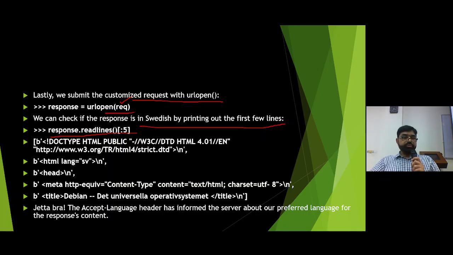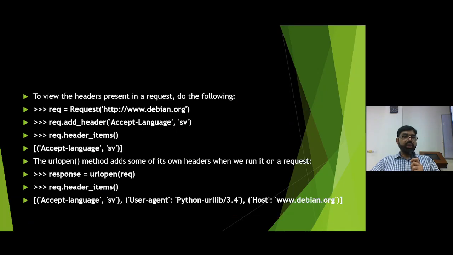The Accept-Language header has informed the server about the preferred language of the response content. To view the request headers, we write request equals this, and request.add_header with Accept-Language, and request.header_items. So we will get this response. We can check again what our previously set request header is.